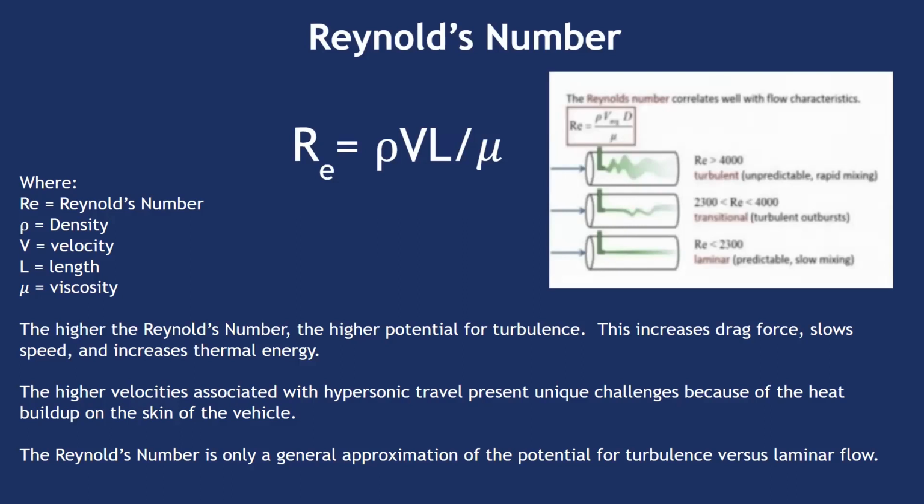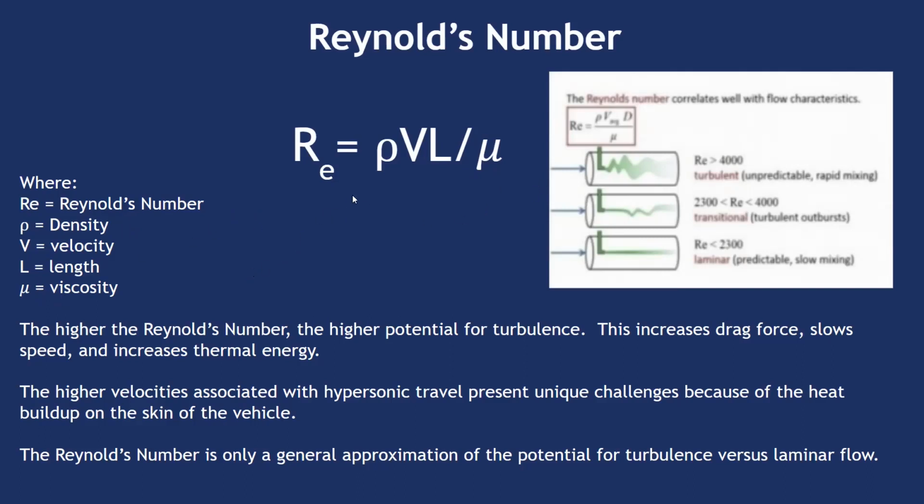Now, the Reynolds number was developed in the 19th century, and we can express it as an equation. And don't get spooked here. We're going to explain this, and it's really pretty simple. Re equals rho V L divided by mu. Putting that into English, Re is the Reynolds number, rho equals density, V equals velocity, L equals length, and mu equals viscosity.